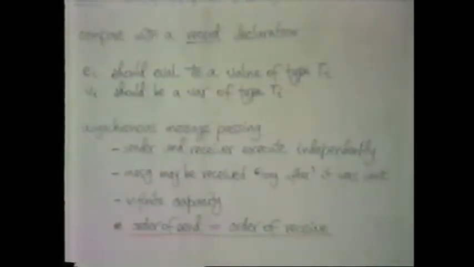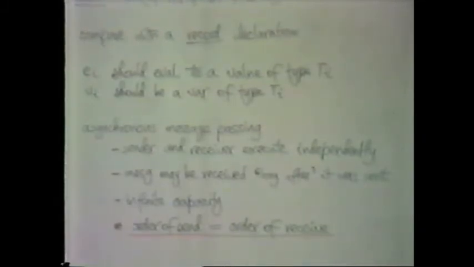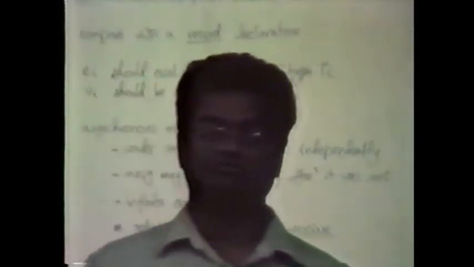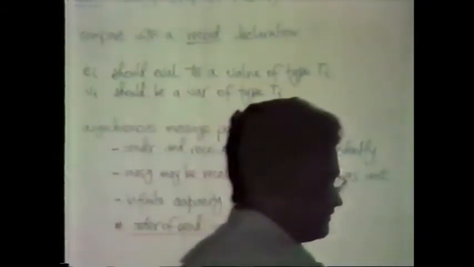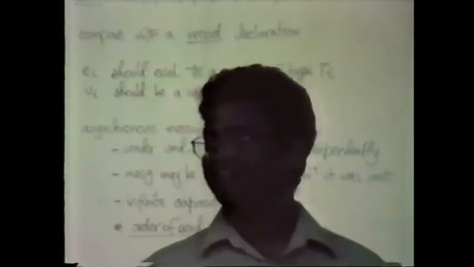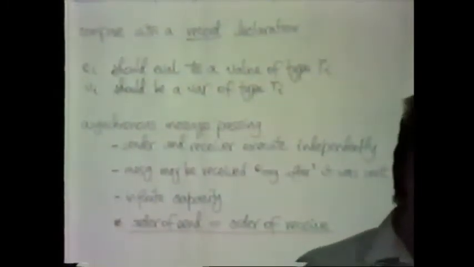On the other hand, we are assuming that the order of sending equals the order of receiving. So they did not get jumbled up along the way. In a lot of real-life networks, that is not true, that order of sending equals order of receiving. For example, in the typical U.S. mail, this is not always true. Depending on the day you mail it, it may arrive sooner.